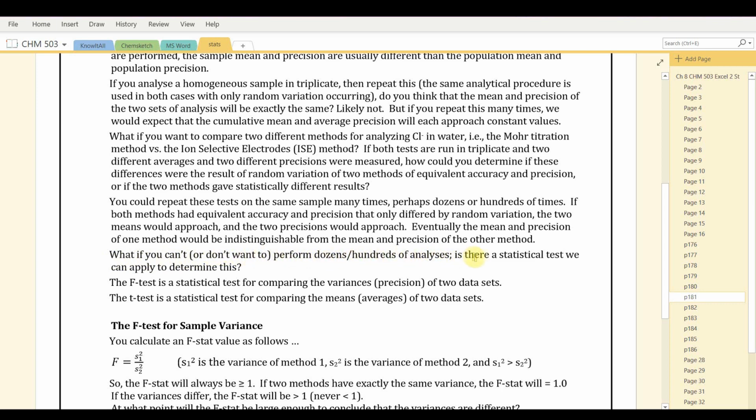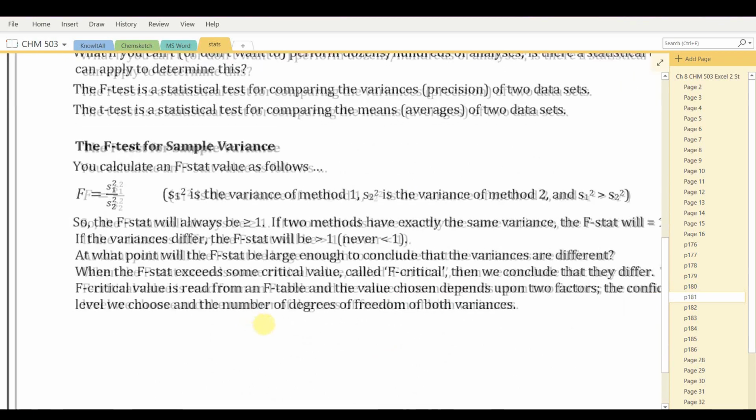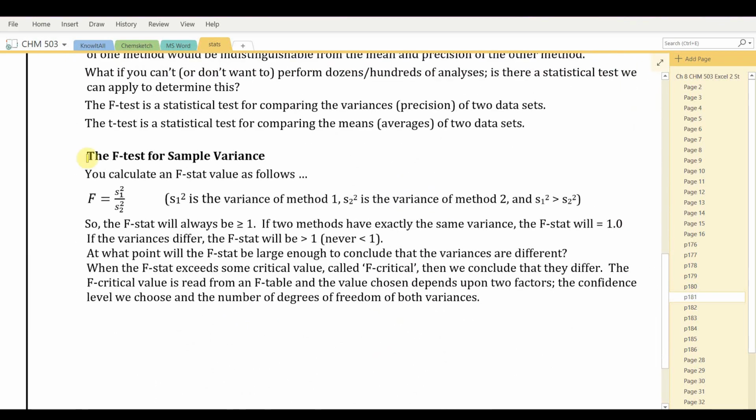But what if you can't or don't want to perform dozens or hundreds of analyses? Is there a statistical test that we can apply to determine this? Well, good news. Yes, there is. The F-test is a statistical test for comparing the variances or precision of 2 data sets. And the t-test is a statistical test for comparing the means or averages of 2 data sets. We're going to start with the F-test for sample variances.